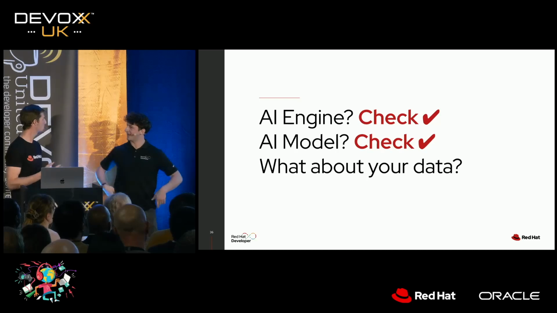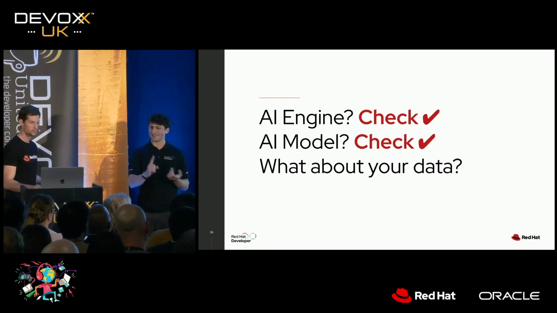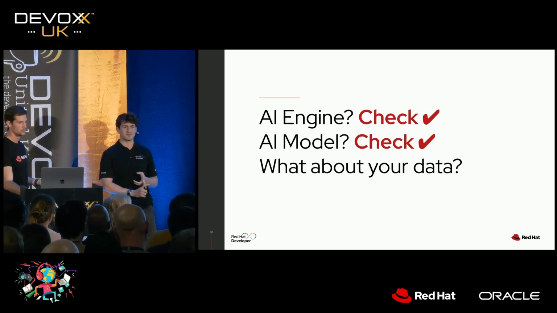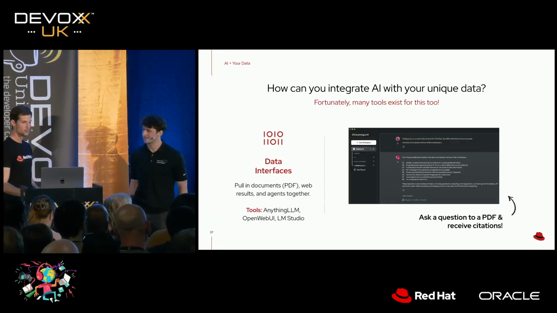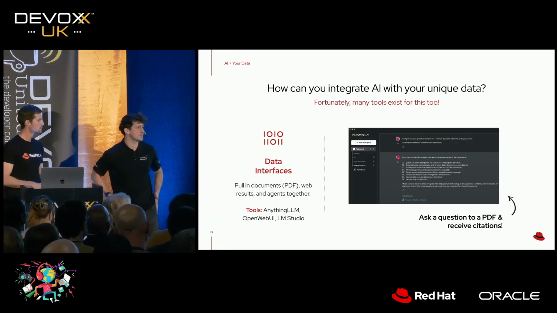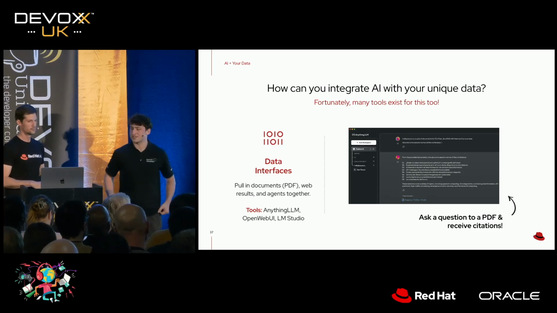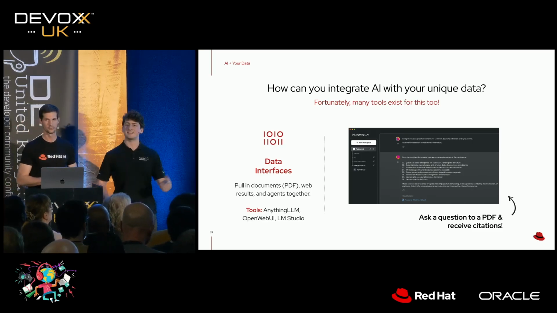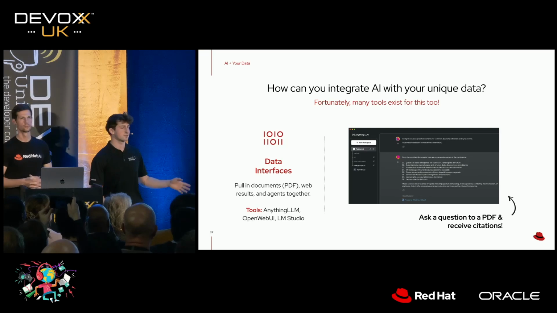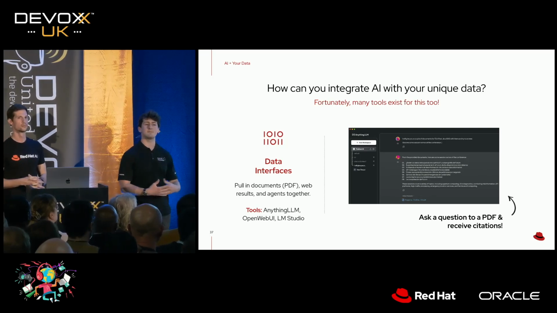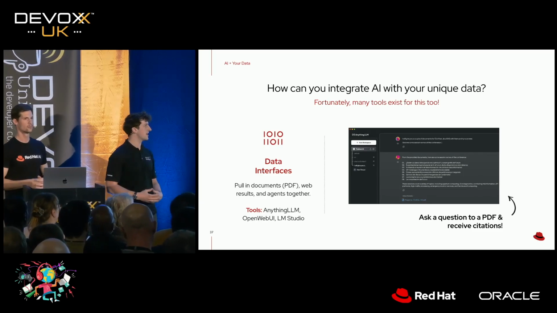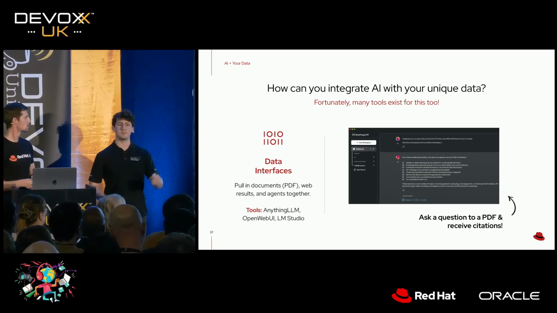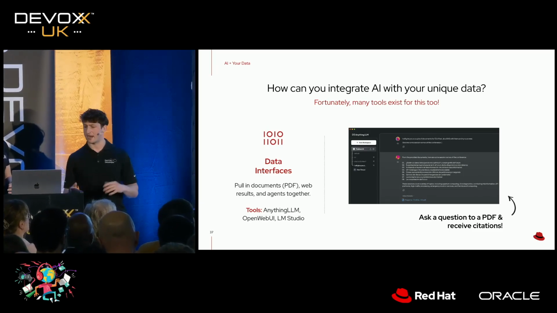Cool. So what about the data? Yeah, what about the data? We've got the AI engine. We can run the models. We've kind of talked about which models we could use, but how do we integrate our data? There are a lot of tools for this, and this is the demo part that we're going to show. For data interfaces, you've got AnythingLLM, Open WebUI, LM Studio, just to name a few, where you can import your PDFs, your spreadsheets, your data that's valuable to you, and have that converted into embeddings automatically, so you don't have to create a whole RAG pipeline.